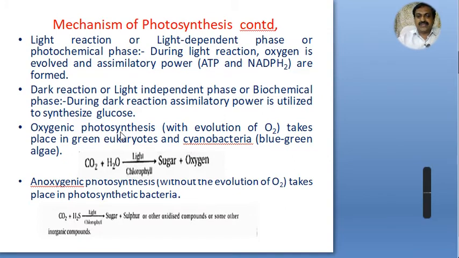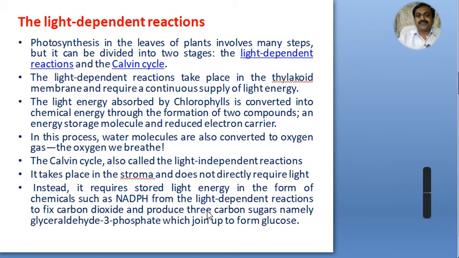Oxygenic photosynthesis, that is photosynthesis which evolves oxygen at the end, takes place in all eukaryotic higher plants and also in cyanobacteria, that is blue green algae. Whereas anoxygenic or non-oxygenic photosynthesis, that means without the evolution of oxygen, sometimes takes place in photosynthetic bacteria, for example, where there is no liberation of oxygen.